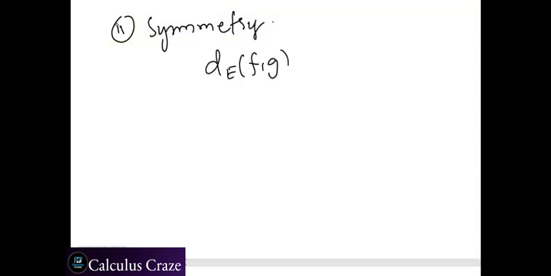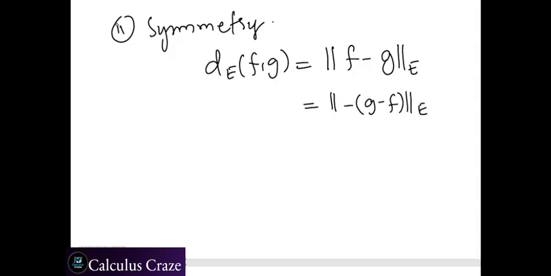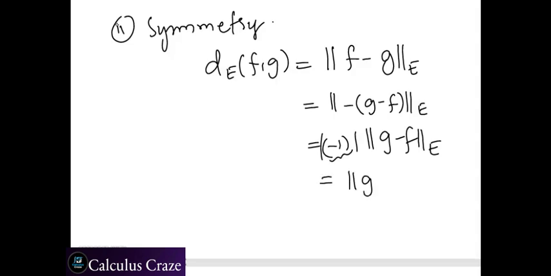And next is the symmetry. And I don't think the symmetry is also a big deal. Because if you take the distance between f and g, or the metric of f and g, then the norm of f minus g in E, I can write this by taking minus common, minus of g minus f. So now you can take this absolute value of minus 1 outside, and this is 1, so you have the norm of g minus f in E, and this is nothing but the distance between g and f.